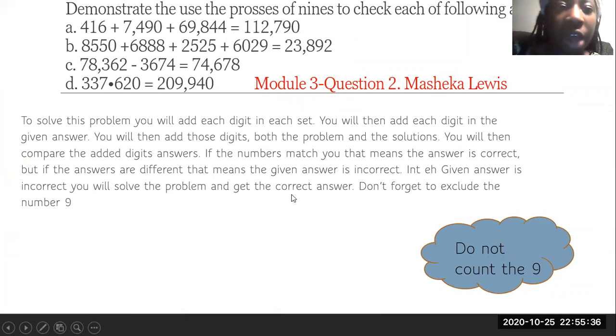Now, for this one, we'll have to demonstrate the use of the process of 9 to check if the following answers are correct. So to solve this, you'll have to add the digits just like the multiple of a 3. So you'll add each digit in a set, and you will not count 9 as the remainder right here. You'll not count the 9. And then you'll add all these digits, and then you will add the sum of those digits, and if they match, that means the answer is correct. If they do not match, it is incorrect. And if it's incorrect, you'll have to solve the problem that it gives you and then get the correct answer.